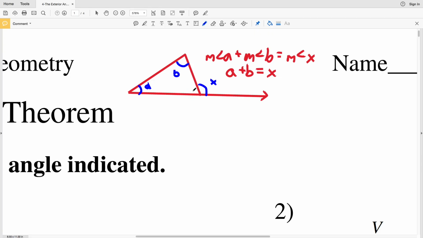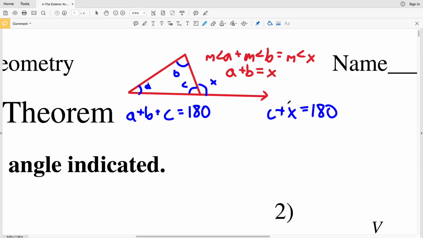Let's look at why this is true. Let's say here is our angle C. We know from the triangle sum theorem that A plus B plus C equals 180 degrees. And we know from the definition of a linear pair that C and X are supplementary and therefore are also equal to 180. So C plus X equals 180.